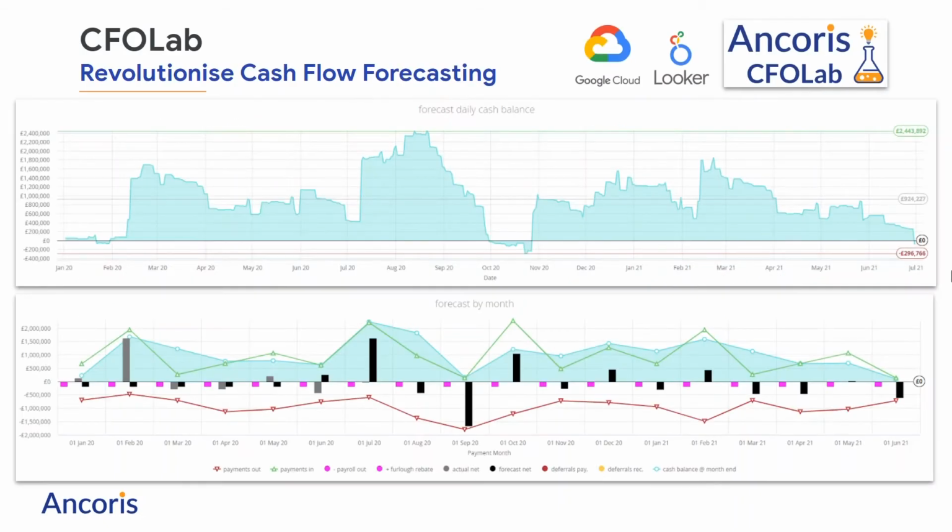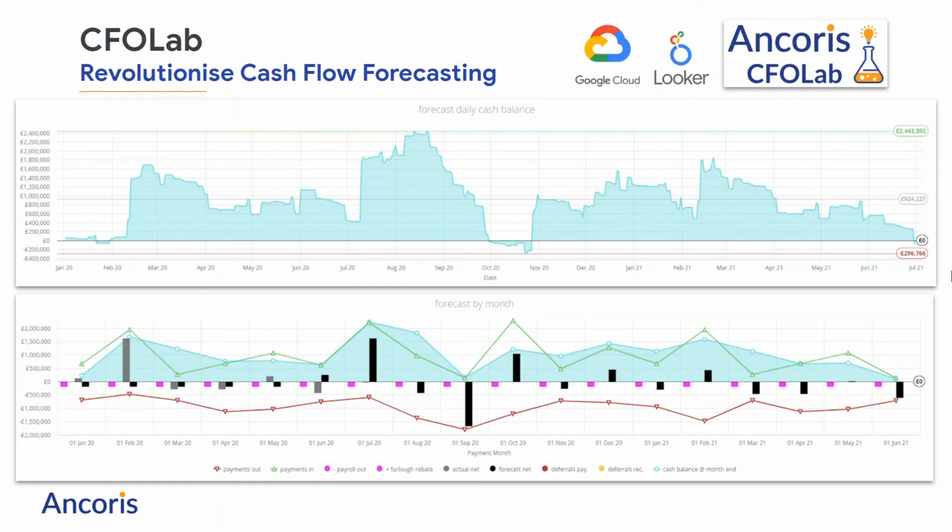So as a CFO or FD, one of your primary concerns is keeping your working capital in the black. CFOLab revolutionizes cash flow forecasting, generating detailed cash flow forecasts as shown here. The top chart shows your daily actual and forecasted cash balance for a time period of your choice. The bottom chart shows a detailed breakdown of your cash flow month on month.